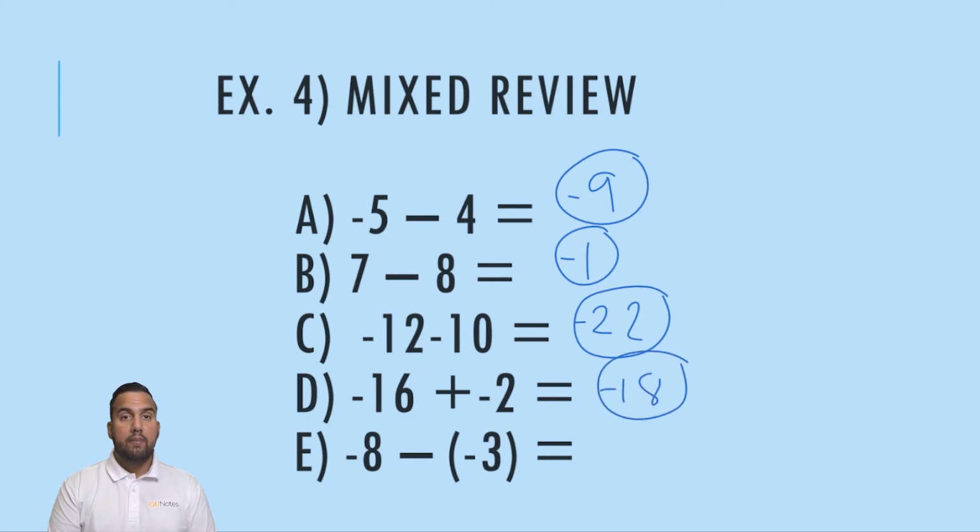Last one, -8 minus -3. There's a lot of negatives there, so what do we do? We first go to the rules. If you see a double negative, turn that to a positive. I'm going to turn it into a positive, and the question is going to read -8 plus 3.